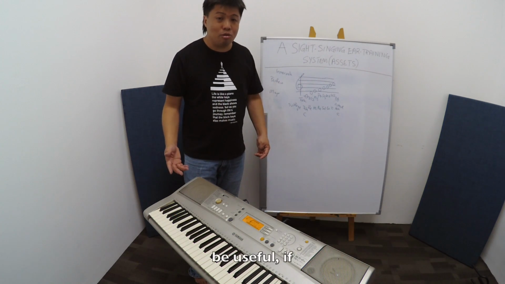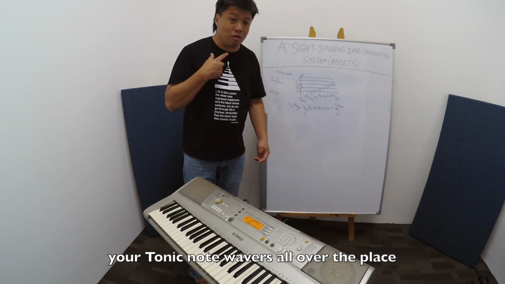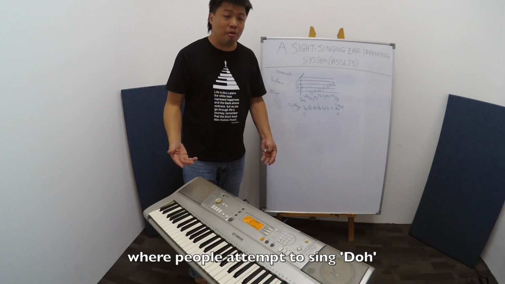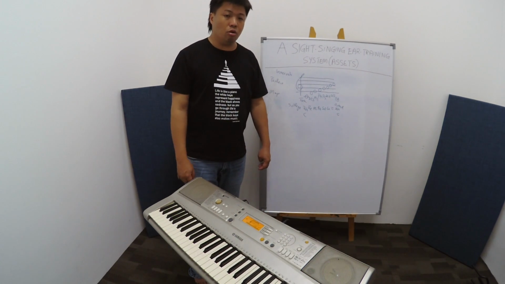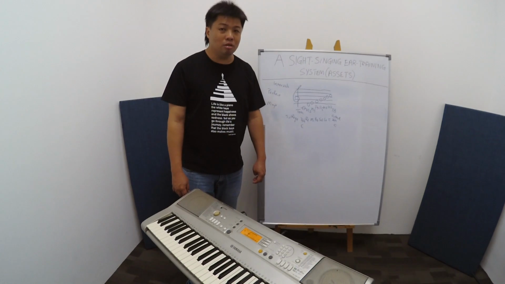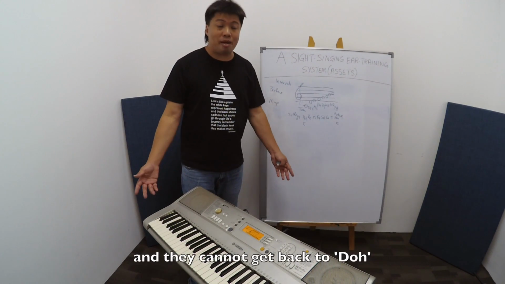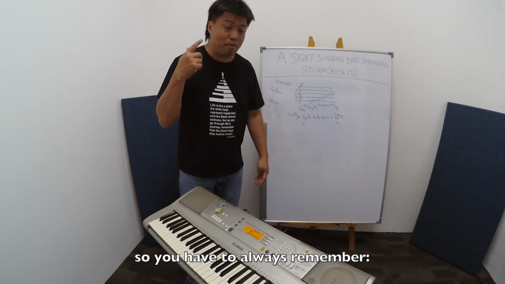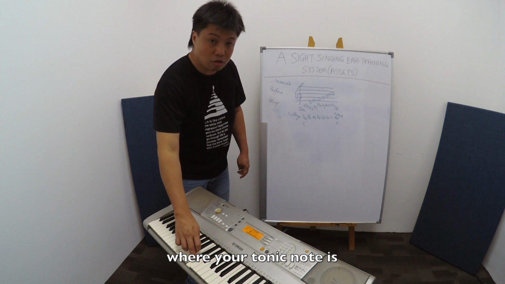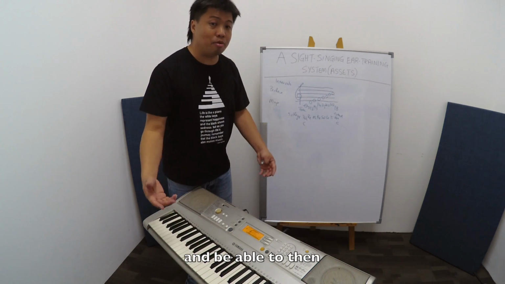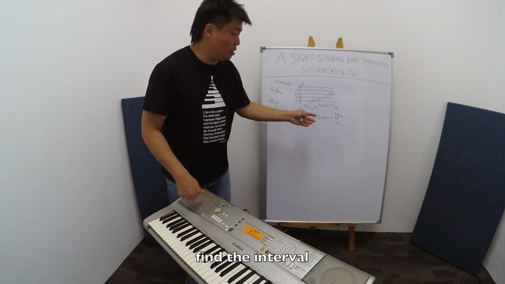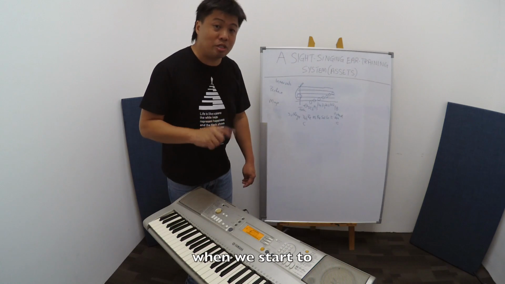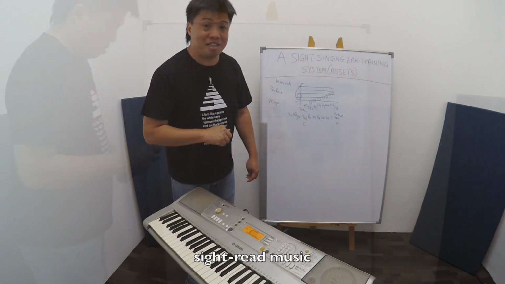This will not be useful if your tonic note wavers all over the place, which I've seen in certain cases where people, when I tell them to sing do, they'll sing do, do, do, and they cannot get back to do, the actual do, which is this one. So you have to always remember where your tonic note is and be able to then find the interval that's required of you. This will be important when we start to sight read music.